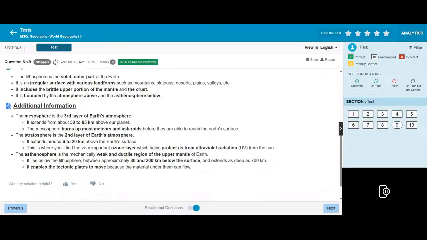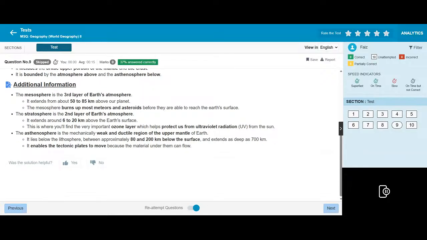The mesosphere is the third layer of the Earth's atmosphere. It extends up to 50 kilometers above our planet. The mesosphere burns up most meteors and asteroids before they are able to reach the Earth's surface. The stratosphere is the second layer of the atmosphere. It extends around 6 to 20 kilometers above the Earth's surface. This is where you'll find the ozone layer, which helps protect us from harmful radiation from the sun.